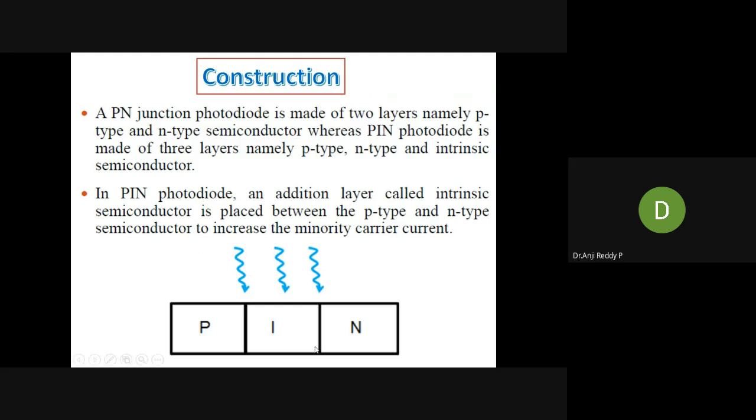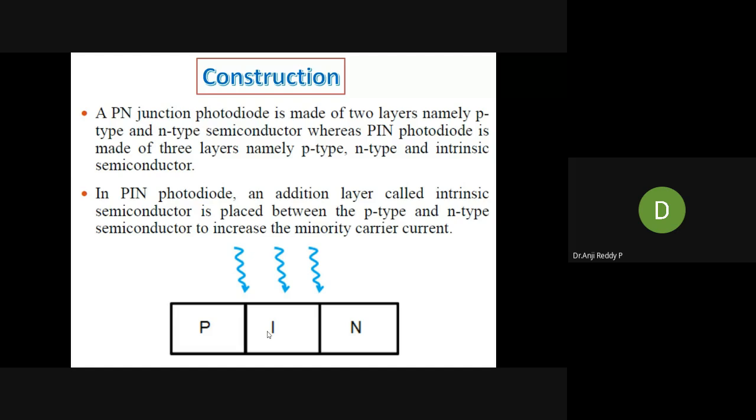And you have to draw this diagram. This is the P-type, this is the N-type, this is intrinsic semiconductor. The light is incident here, that will increase the minority carrier current. Even if a very small amount of light is incident, it is very fast responsive, and that light is converted into electric energy immediately. This is about construction.